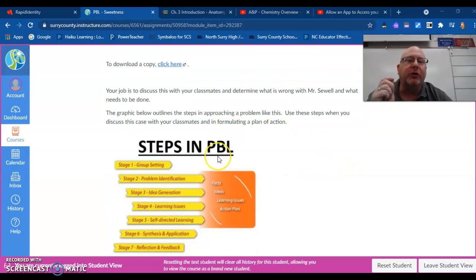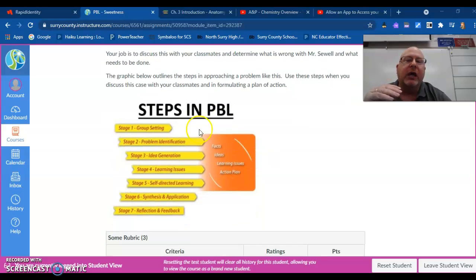I've included this graphic to show you how to proceed in a problem-based learning scenario. You'll be placed into a group, probably the whole class to begin with, and then we're going to present the problem to you. It will be up to you to start generating ideas of where to go next. As you generate ideas, you're going to come up with some problems that you don't know how to solve, or you don't know what you need.